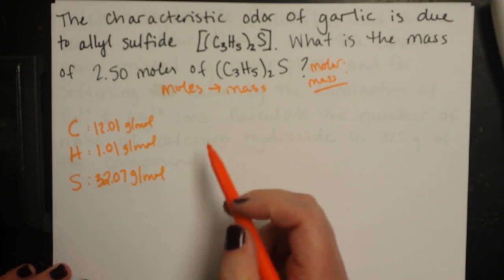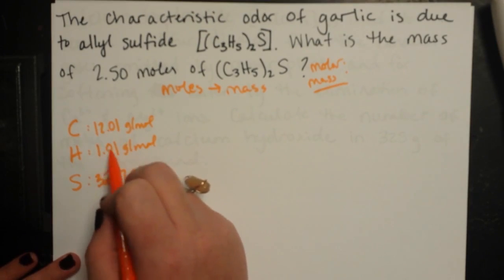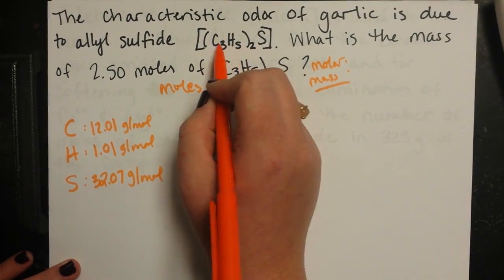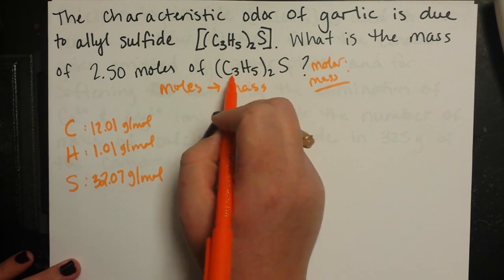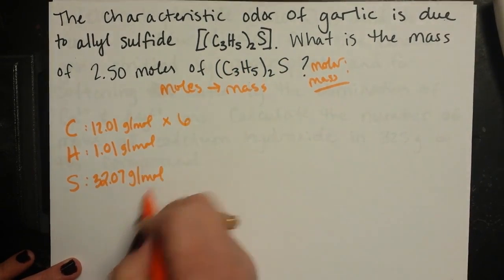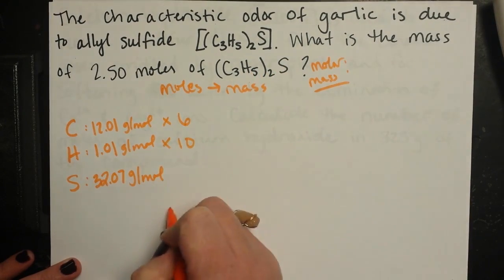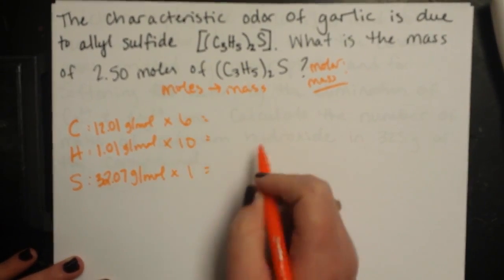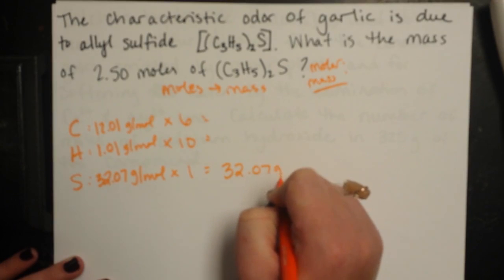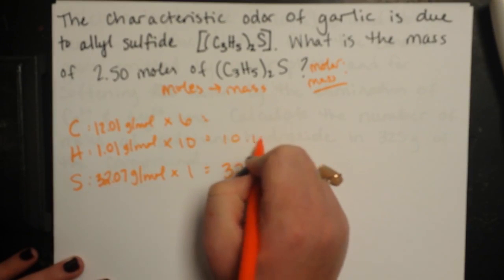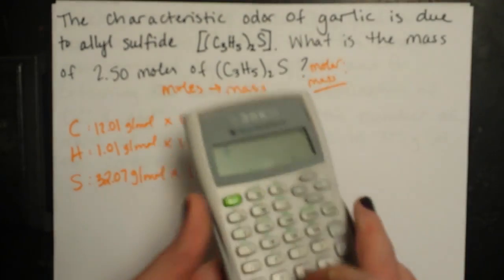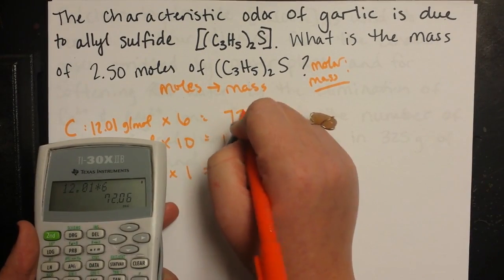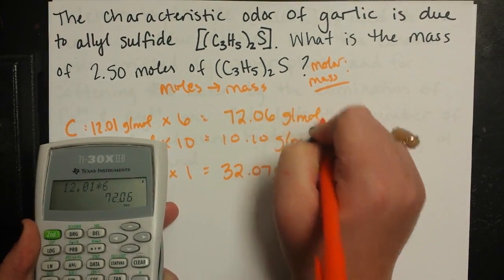And remember, when we're calculating the molar mass of a compound, we take the molar mass of each element and multiply it by their relative abundance in that compound. In this compound, I've got 2 times 3, so 6 carbons, 2 times 5, so 10 hydrogens, and 1 sulfur. So go ahead and multiply each element's molar mass by their numbers. This is going to be 10.10. Let's use a calculator. 12.01 times 6 is 72.06. And then add them up.